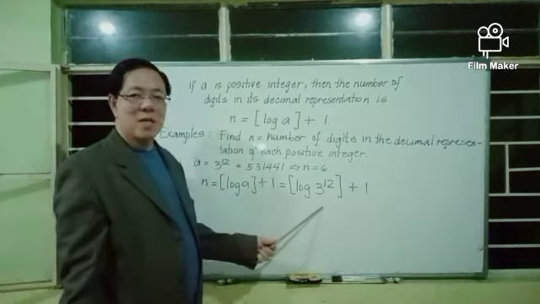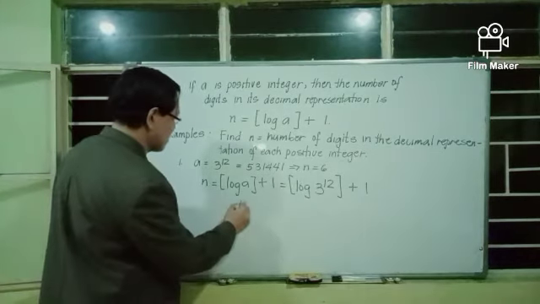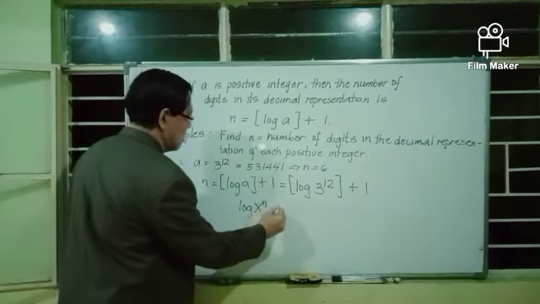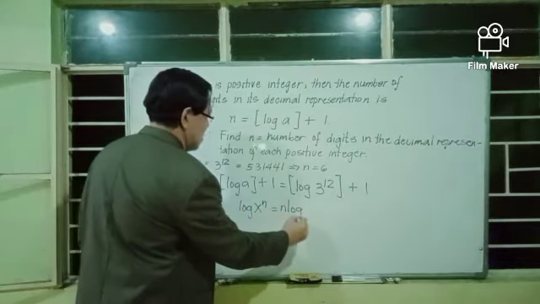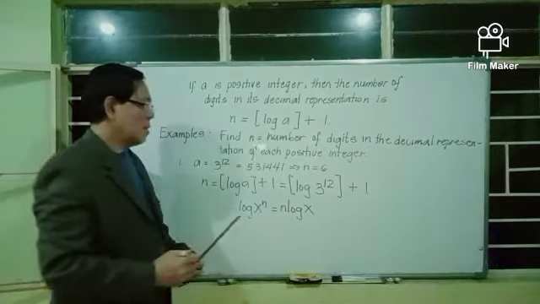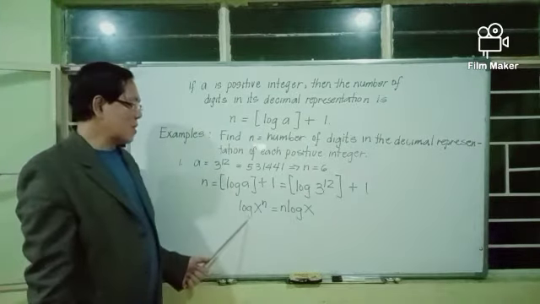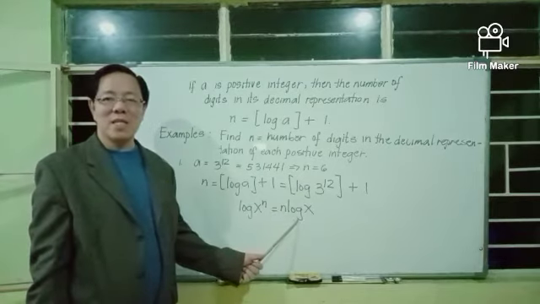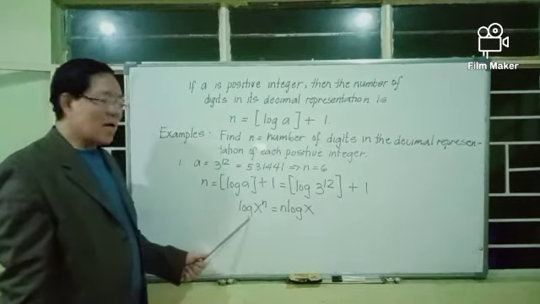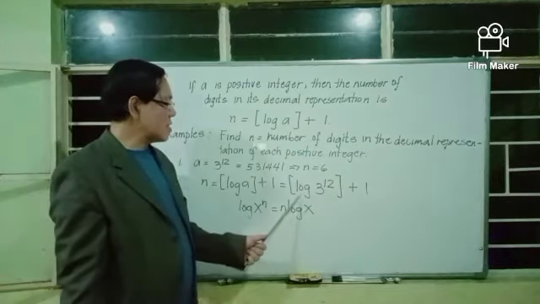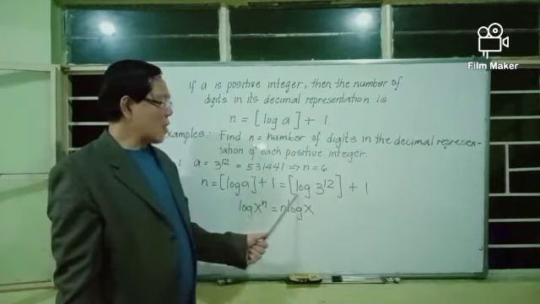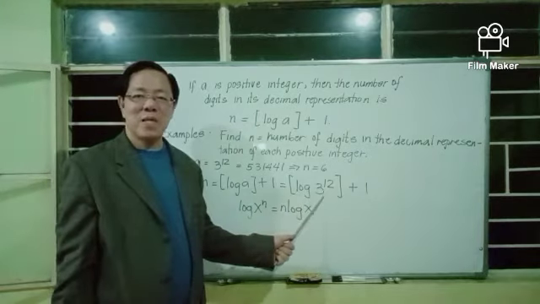And by property of logarithm, this is one of the properties of logarithm: the logarithm of x to the power n is equal to n times the logarithm of x. And applying this property of logarithm, the logarithm of 3 to the power 12 is now equal to 12 times the logarithm of 3.